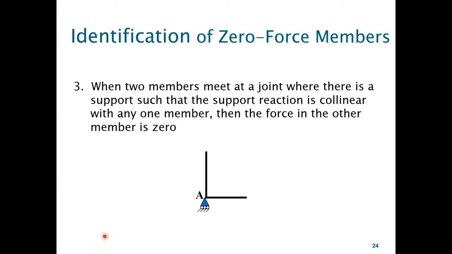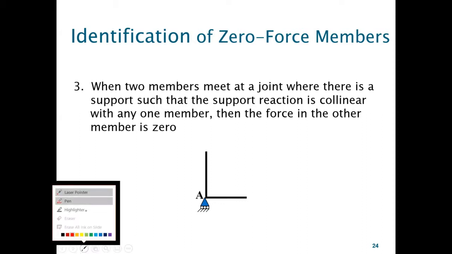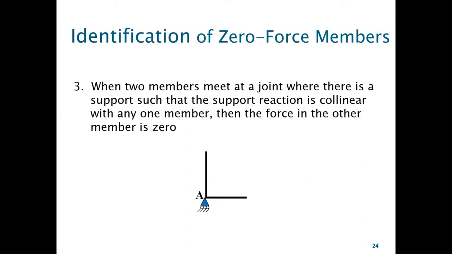So in this case, we have a joint at A. Say we have a vertical reaction at A, and we have no horizontal reaction. Why have we no horizontal reaction? Because A is on skates. It's on wheels. It can move freely left to right. There's no resistance to moving left or right. So therefore, the horizontal reaction is equal to zero.